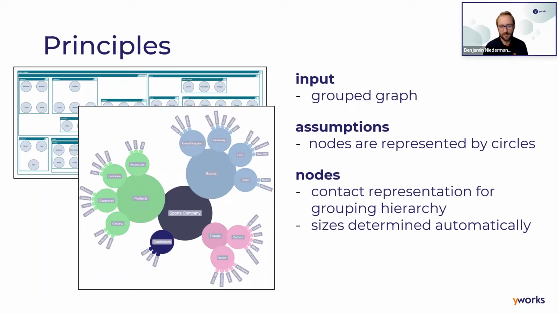The next principle of this layout is that the nodes use a kind of contact representation for expressing the group hierarchy. This is what I've already said, namely that, for example, the subgroup here, the stores, touch the parent group, the sports company, and so on. And this gives a very clear connection between the nodes. A nice feature of the yFiles library is, of course, that this layout is created automatically and the sizes of the nodes are determined automatically. So you don't need to care about this, but if you want to, you can customize it. This I will also show later on in the coding example.